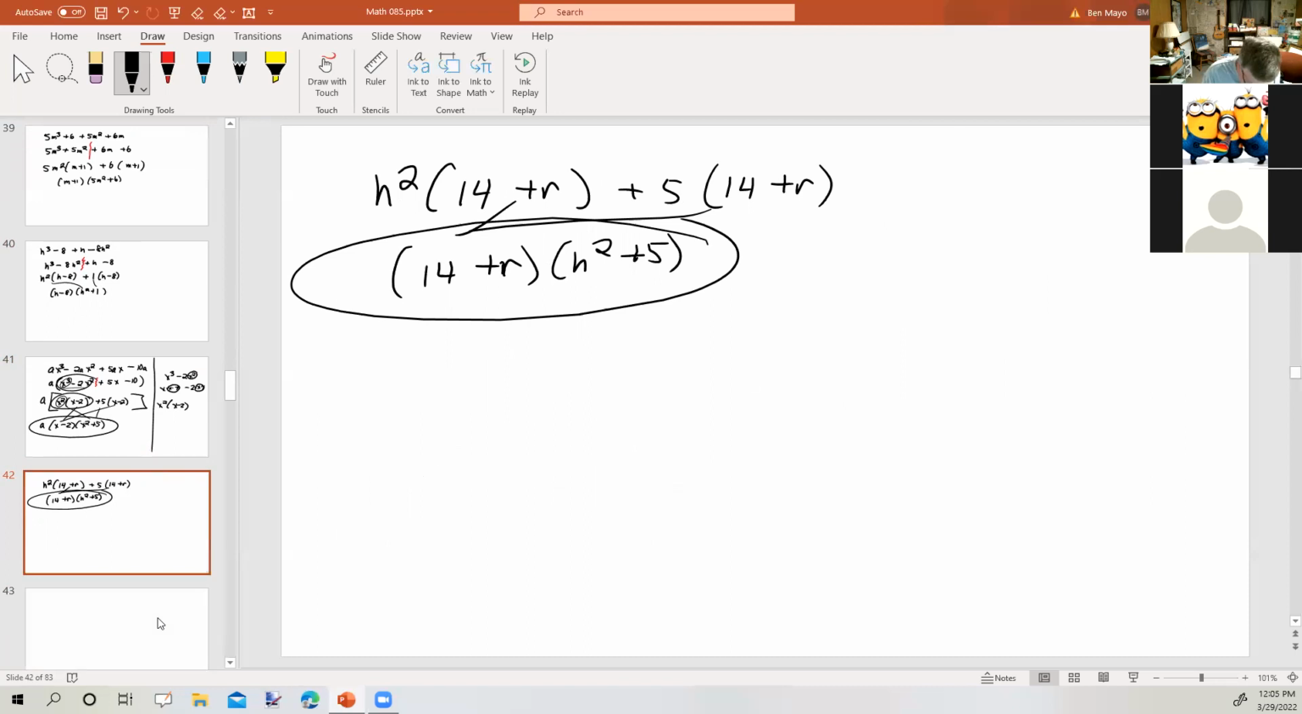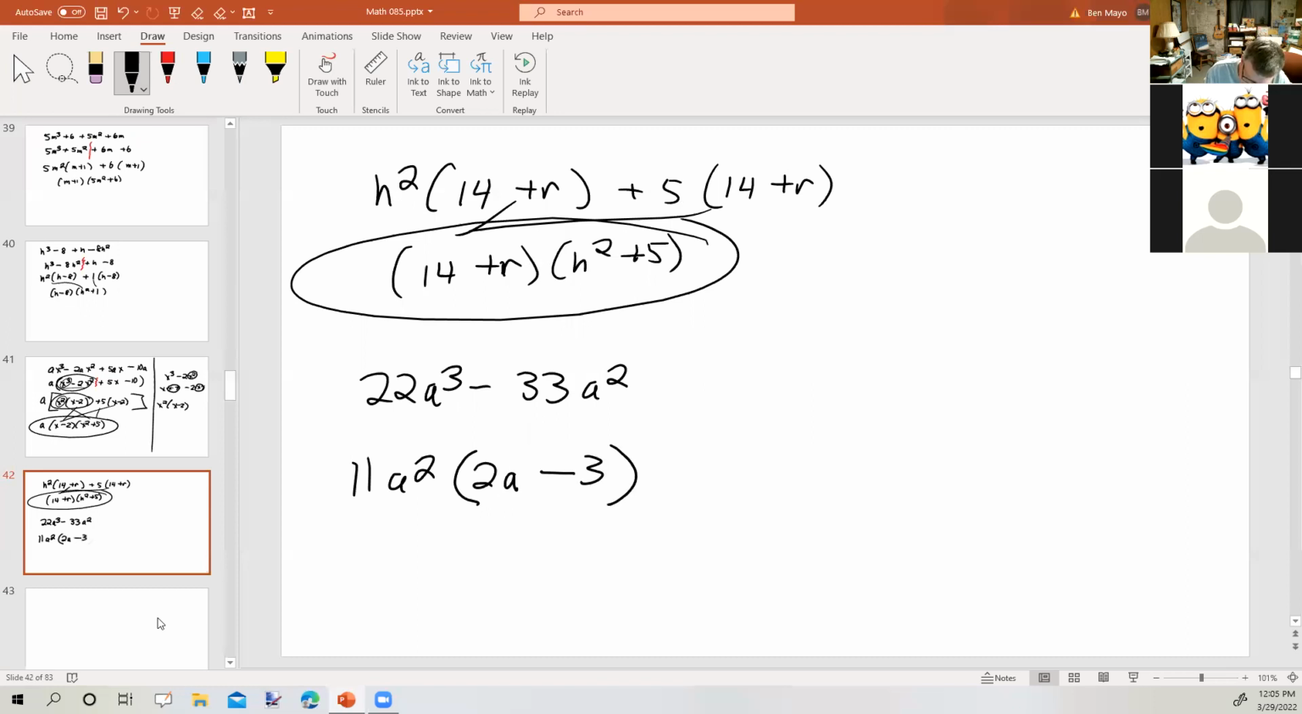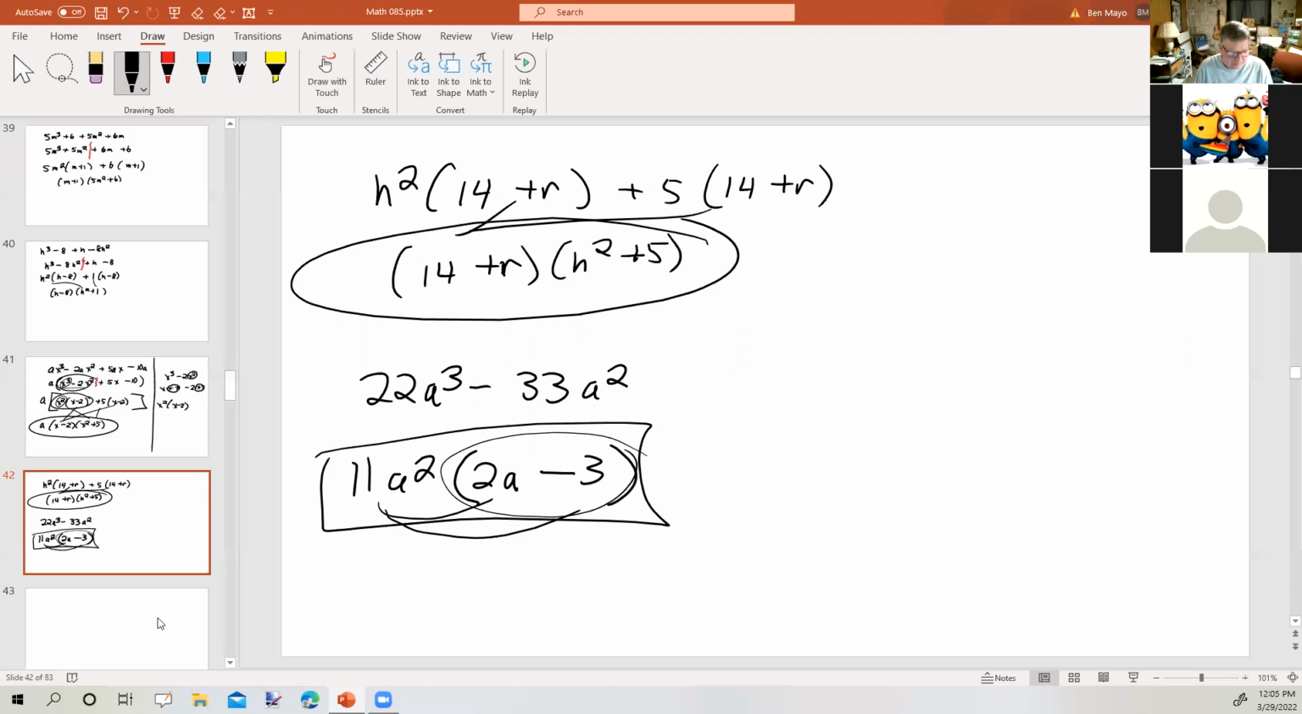If we have something like this, 22a cubed minus 33a squared, we can take out an 11a squared. We can take 11 out of the 22 and the 33, and a squared out of the a cubed and the a squared. So what's left over is 2a minus 3. Because if I multiply that back together, I get 22a cubed minus 33a squared. And I can't take anything more out of the 2a minus 3. So that's how I know that that's my final answer.